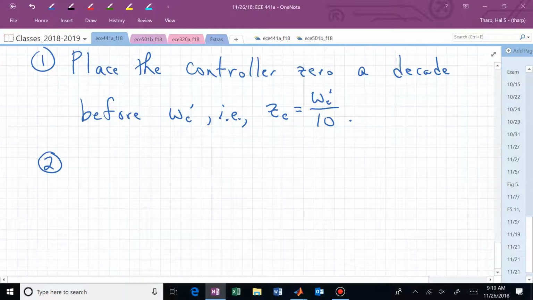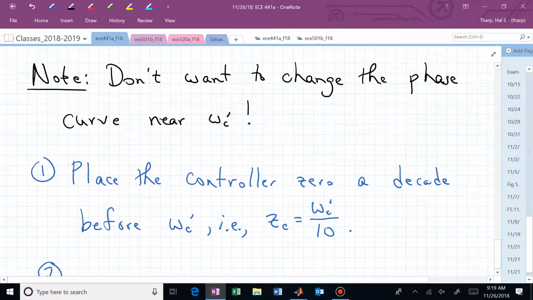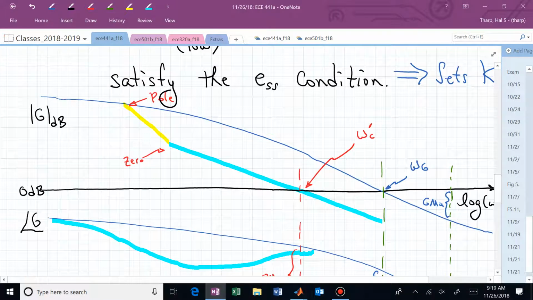Now we have our 0 placed. We've already adjusted our gain K. The only thing left is to pick the controller. And how do we find the controller? If we now know where we're going to put the 0, how far back do we put the pole? What does that influence?